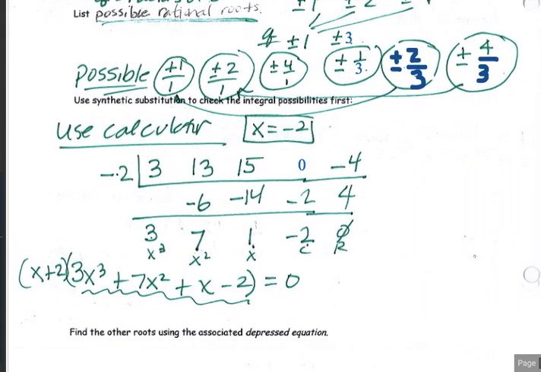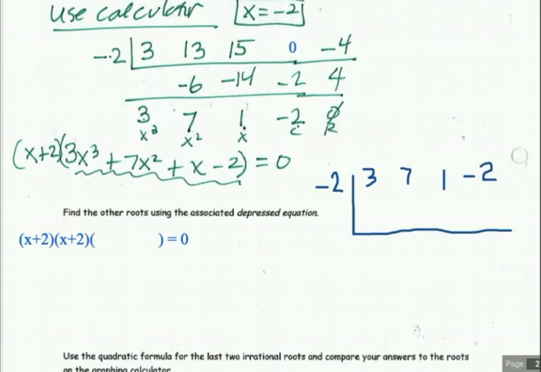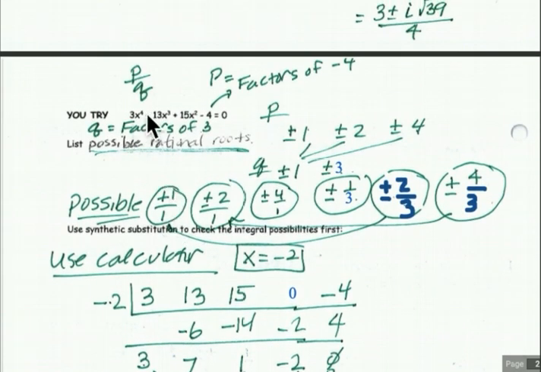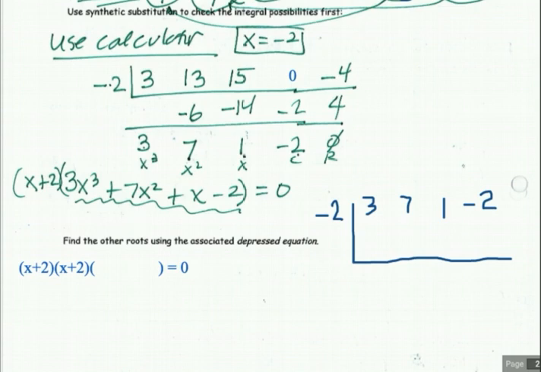But anyway, we can break this down into x plus 2 times x plus 2 times a second degree equation. So let's go ahead and use synthetic division to divide this cubic function by x plus 2. So I set up the coefficients 3, 7, 1, and -2 here, and put -2 outside because I'm going to make this x plus 2 times x plus 2 times some second degree function that will give me this fourth degree function. So we're factoring a little further.